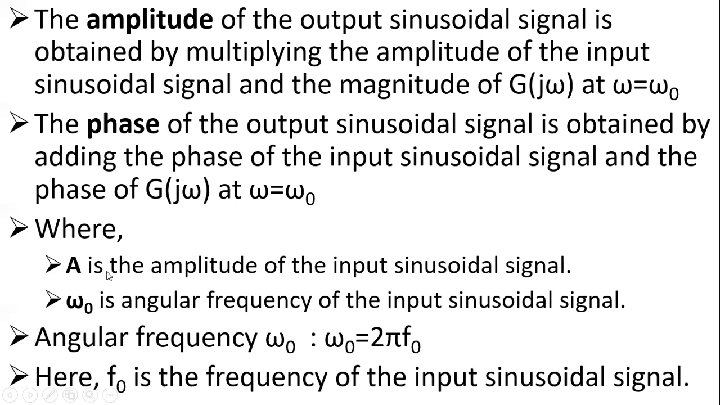Here, capital A is the amplitude of the input sinusoidal signal and omega naught is its angular frequency. We can write angular frequency omega naught equal to 2 pi f naught, where f naught is the frequency of the input sinusoidal signal. Similarly, we can follow the same procedure for a closed loop control system also.